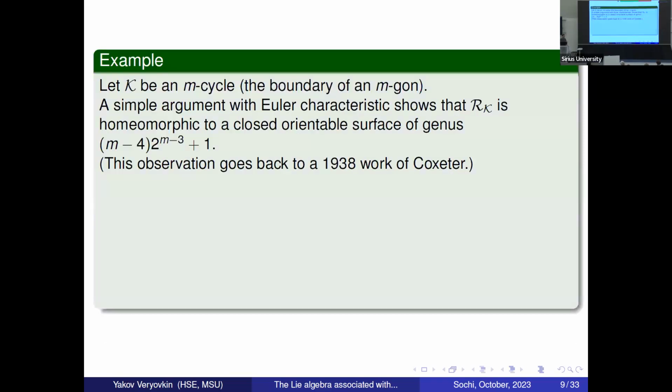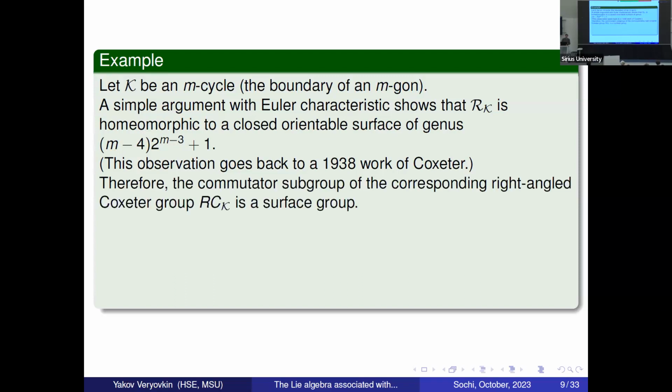We have an example. Let K be an m-cycle, the boundary of an m-gon. A simple argument with Euler characteristic shows that RK is homeomorphic to a closed orientable surface of genus like this. This observation goes back to a 1938 work of Coxeter. Therefore, the commutator subgroup of the corresponding right-angled Coxeter group RCK is a surface group.